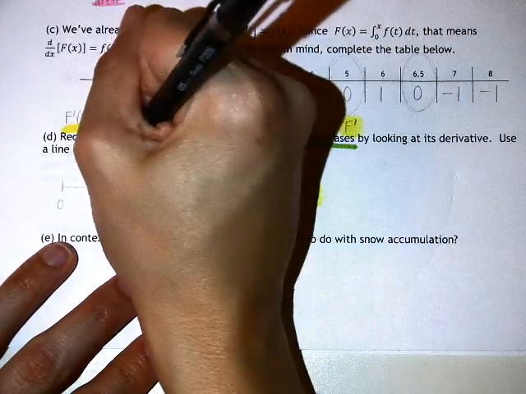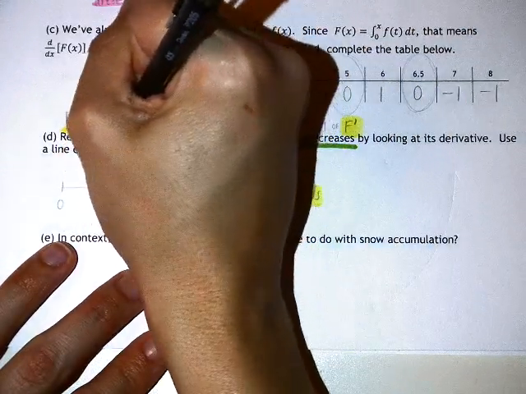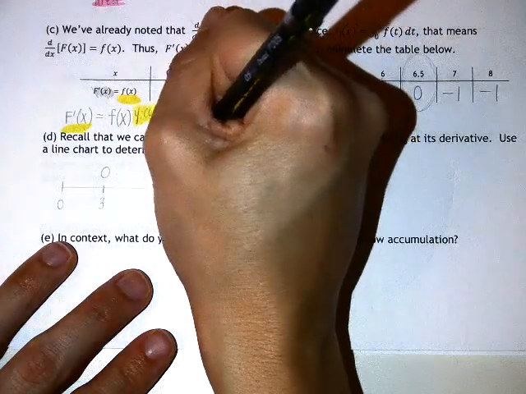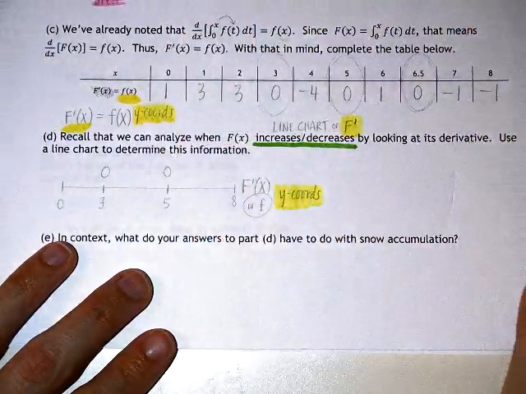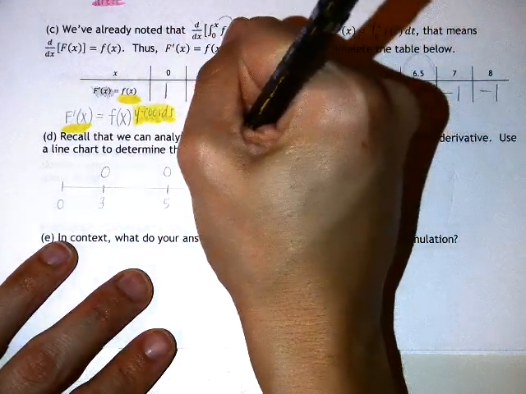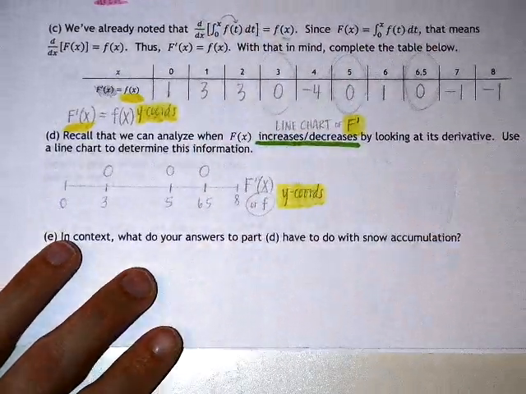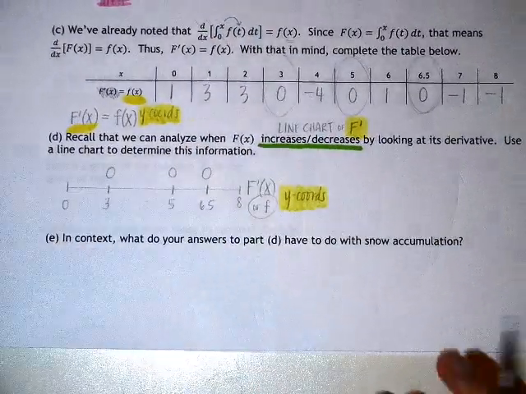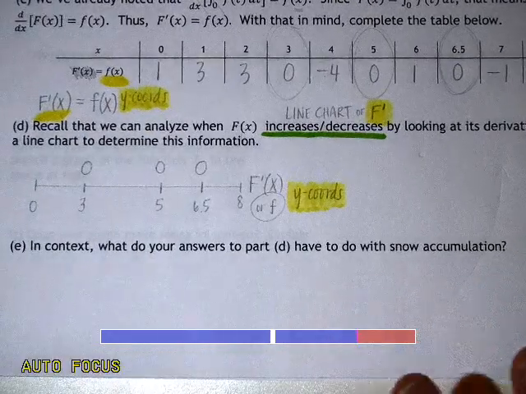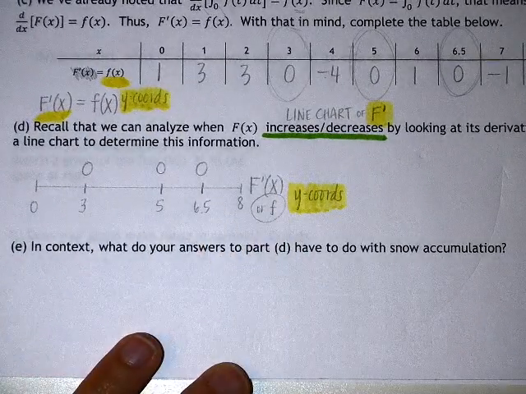So I'm going to make, in my line chart, a tick mark at 3 with a 0, a tick mark at 5 with a 0, obviously not drawn to scale, sorry about that. If you're a little bit type A, I have failed you. And then 6.5 with a 0. So now I need to put pluses and minuses.